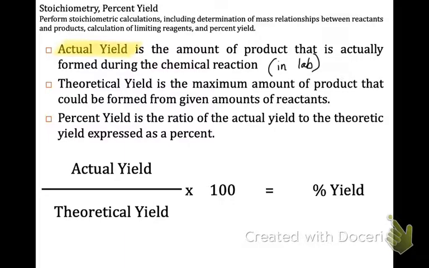The theoretical yield is how much you should have made if everything went perfectly. It's the maximum amount of product that you could form given the amounts of your reactants. You have to calculate the theoretical yield. This is what you get with pen and paper.